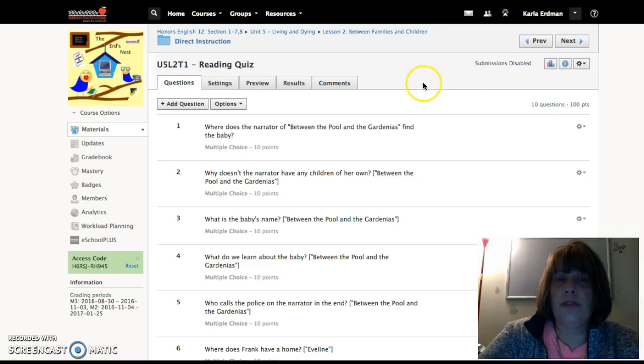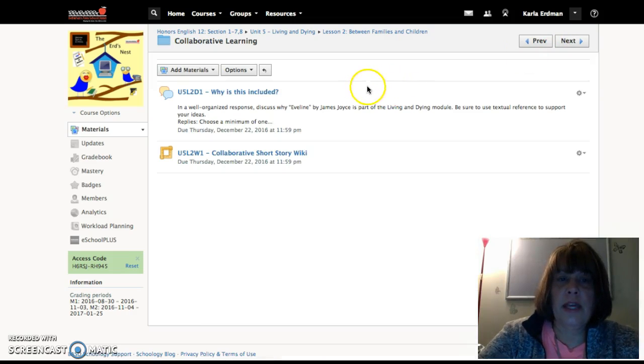And then you will have a reading quiz based upon the reading. Then under collaborative learning, you have a discussion. So why is it included? You'll be talking about the actual Eveline by James Joyce. And then you will have a collaborative short story wiki.